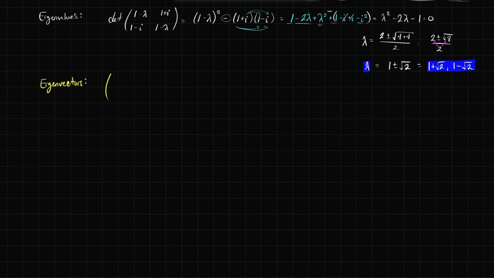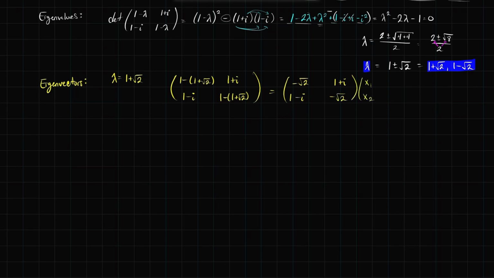My eigenvectors are going to be the solutions when lambda is 1 plus root 2 to, well, 1 minus 1 plus root 2, right? 1 minus 1 plus root 2, 1 plus i, 1 minus i, and 1 minus 1 plus root 2. What does this give me? I can simplify 1 minus 1 plus root 2 as just negative root 2, 1 plus i, 1 minus i, and negative root 2. Again x1, x2 has to be equal to 0, 0.